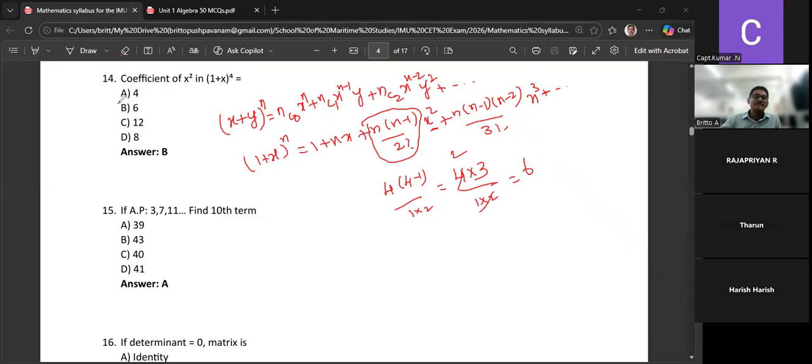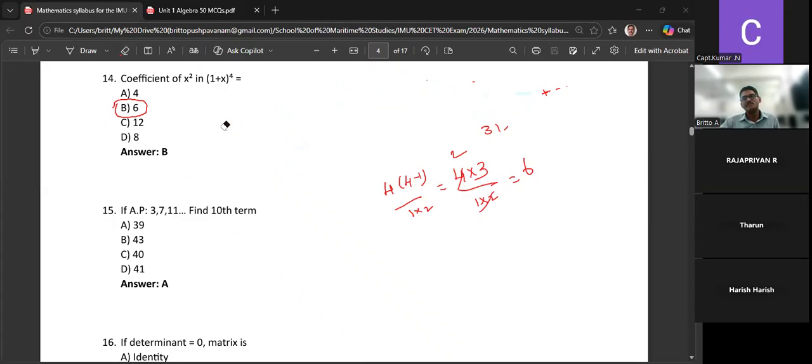So the correct answer is B, which is 6. Here I am using the formula of the binomial theorem. But you can use the alternative method which I told you in the beginning, that is Pascal triangle, right? If n is small, up to 10, you can use Pascal triangle. If it is more, you cannot use a Pascal triangle. But you should know the Pascal triangle also, since we are studying the binomial theorem. What is Pascal triangle?